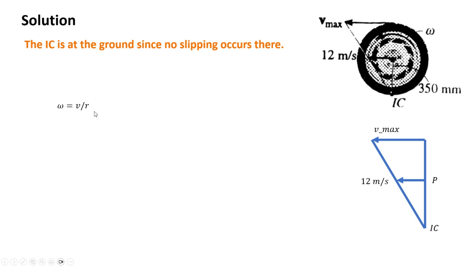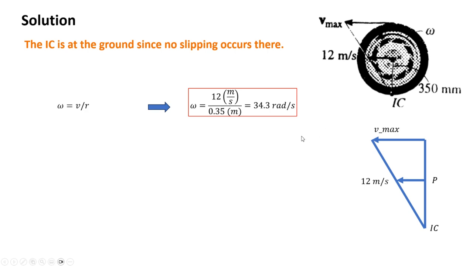So the omega is V over R. The V is 12 meters per second and the R is 0.35. So we just substitute that and we're going to get that the omega is 34.3 radians per second. Now this omega is the omega of the whole triangle. We're going to consider that something like a plate. Now I would like to calculate the V maximum, when the R is equal to 2 times 0.35 from the point here to the IC.